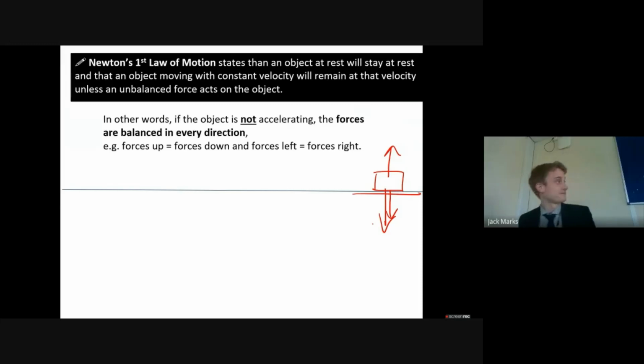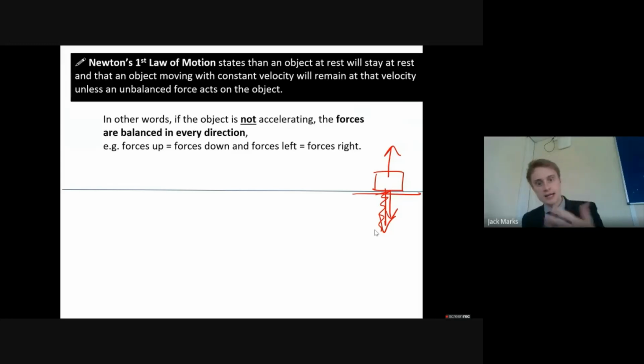Yeah. All right. So as we push down harder on this, we can actually change this. And what would happen if you pushed really, really hard? It could go through the table and break it. But that doesn't happen normally. Why does it not happen? It happens because the forces are balanced.